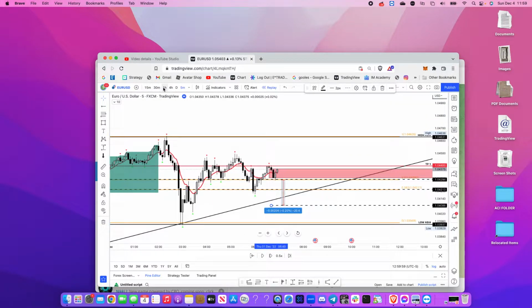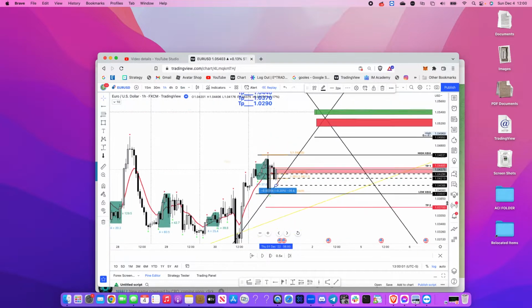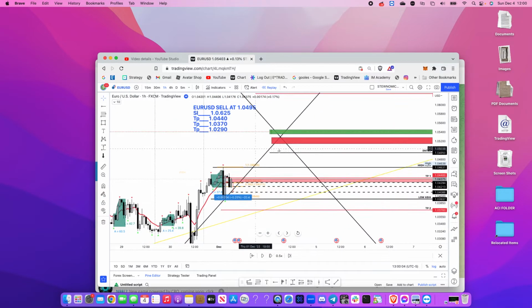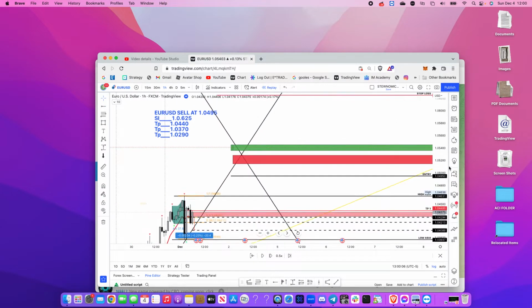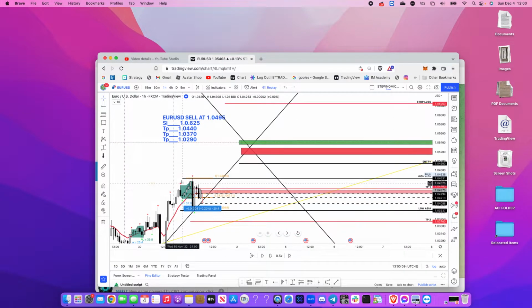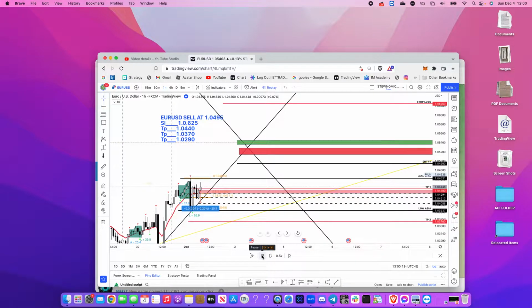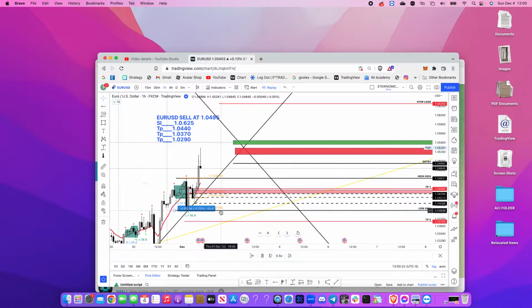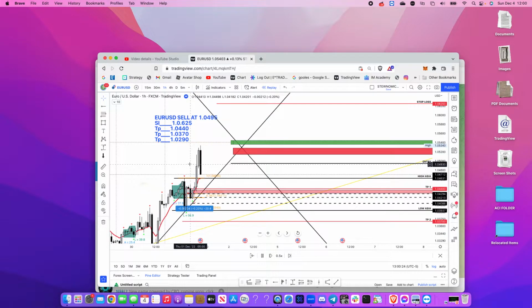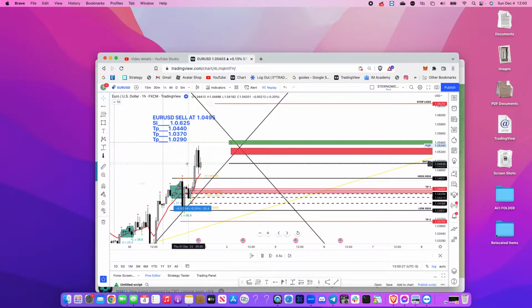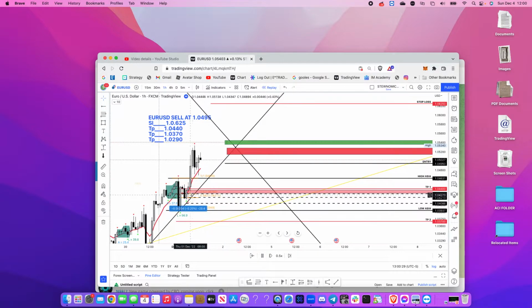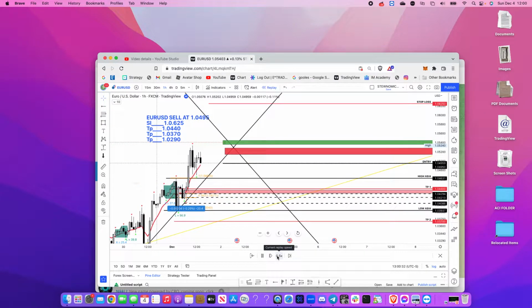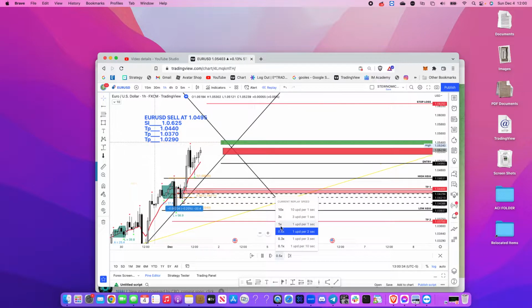Now I'm going to go back to the 1 hour to show you what that's going to look like. So here, I'm going to play it. You see the market, it's coming out. Okay, we're going to speed that up a little bit.